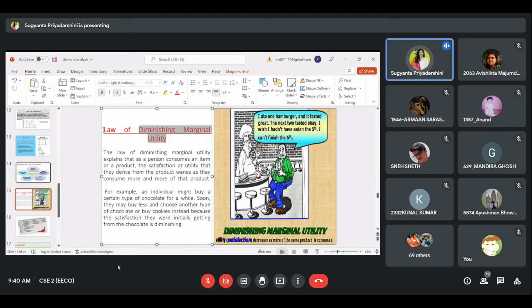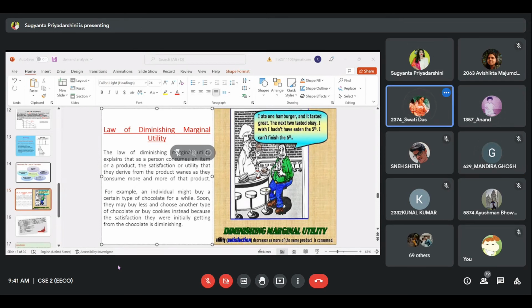your satisfaction reduces with one extra consumption of the commodity. So what does this law of diminishing marginal utility state? This law states that when you go on consuming more and more units of a particular commodity consecutively, then the satisfaction derived from an extra unit of a commodity falls every time. Is it understood? Or did it all go over your head? Ma'am, please repeat once again.